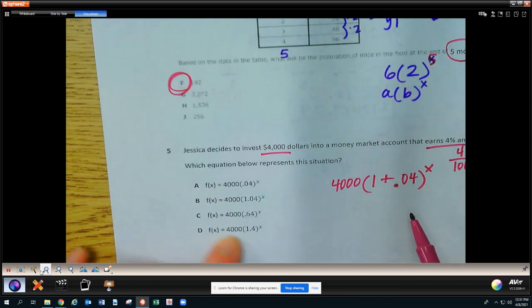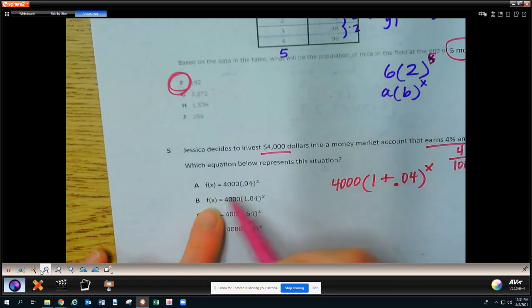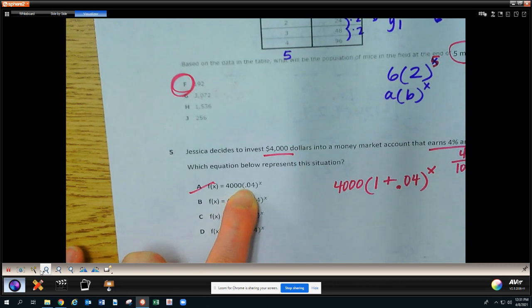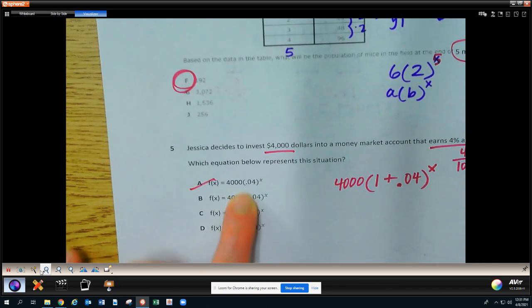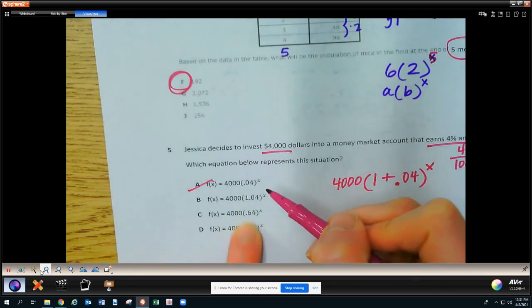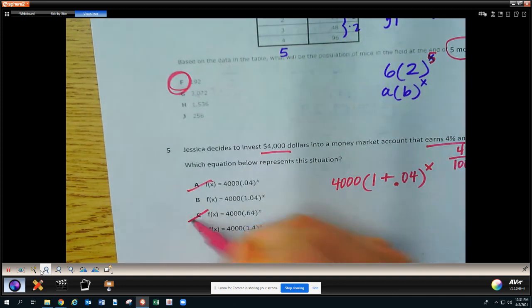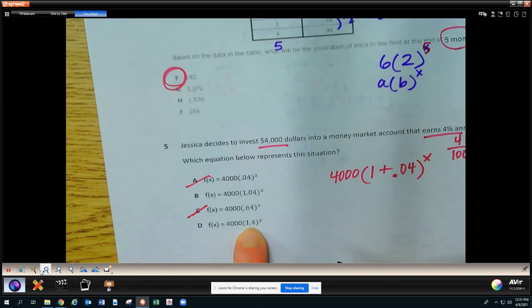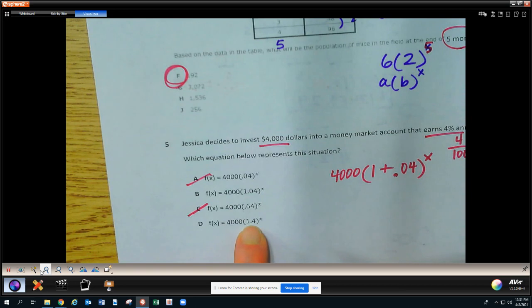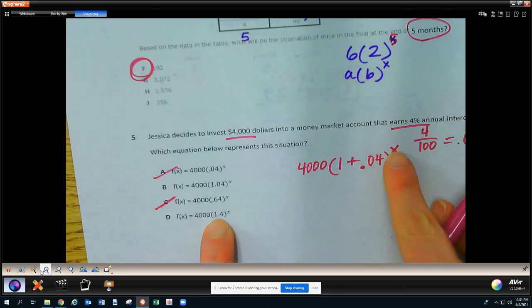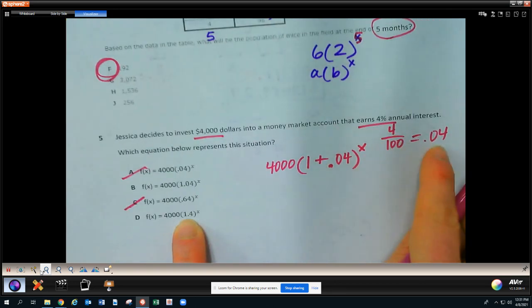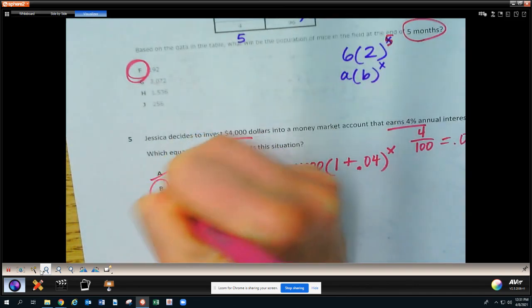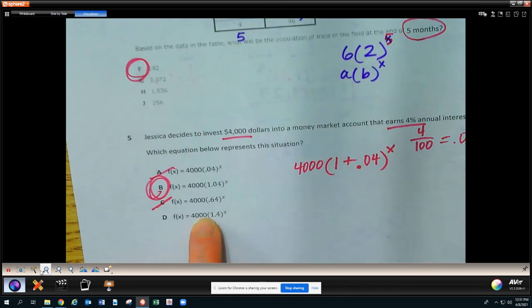And so we don't want A because they forgot to add it to 1. That is not going to grow. Here we've added it to 1. Here, I don't know what they're doing. Here they added 0.4, which is 40%. They didn't use their calculator to figure out 0.04. So the correct answer here is B, don't fall for their tricks.